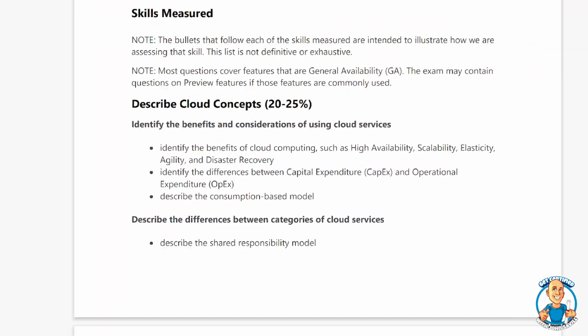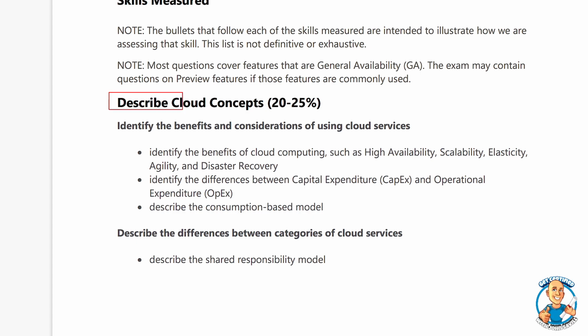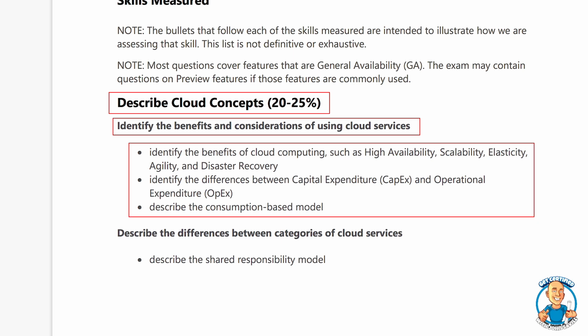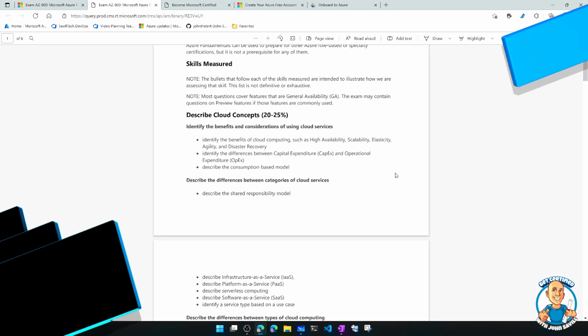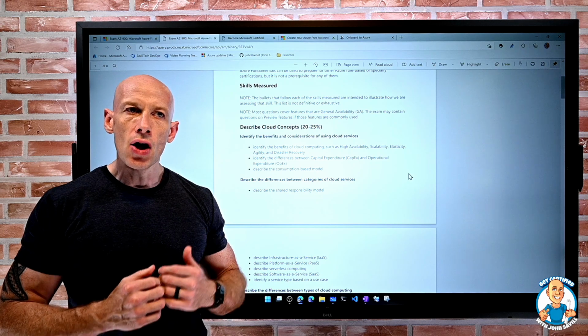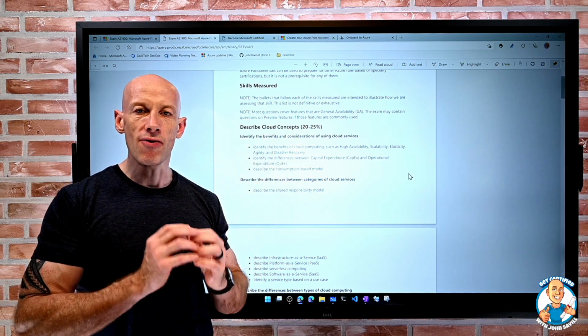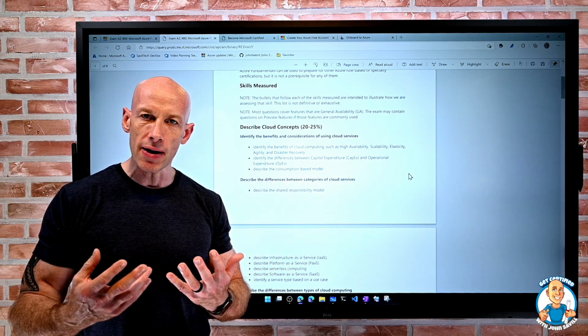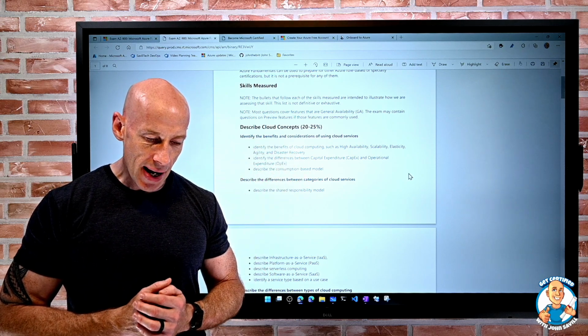If we look at the first as an example, the study area is describe cloud concepts, which is 20 to 25% of the exam. Then there's a particular skill measured, in this case, identify the benefits and considerations of using cloud services, and there are various different skills assessed as part of that skill measurement. So I will be breaking this course down, really following those. If you are looking at that site and tracking those things, the lessons will map to that very precisely. Sometimes I'll merge them together. Sometimes I might break them out, whatever really is best for the learning experience. But we're going to overall follow that pattern.